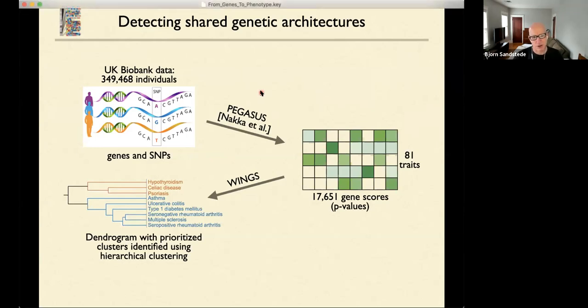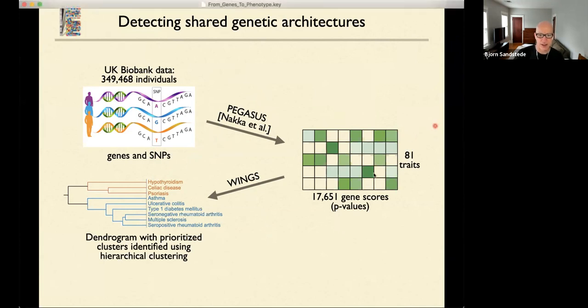And then we use a tool that was developed by Sohini Ramachandran's lab, with whom we collaborated on this, which is called Pegasus, which takes these data and creates gene scores. Each SNP is within a gene, but there could be multiple SNPs within each gene. What this approach is doing is associating gene-level p-values that allow us to see, for each single disease, whether that gene is relevant for that disease or not.